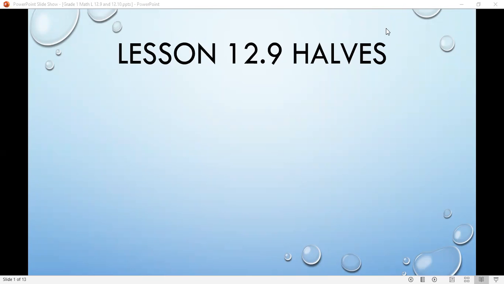Let's have a final lesson for math for this year. In this lesson, we will talk about halves and fourths. We will split the lesson in two parts. So we will have lesson 12.9, halves.